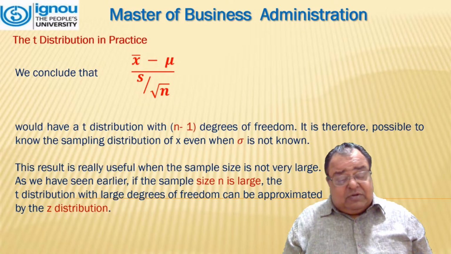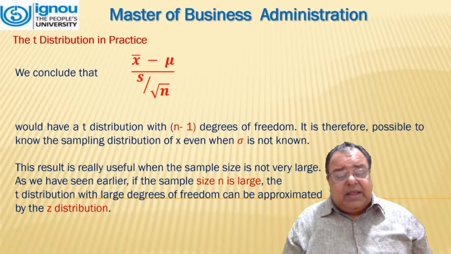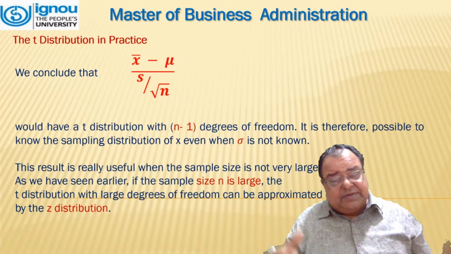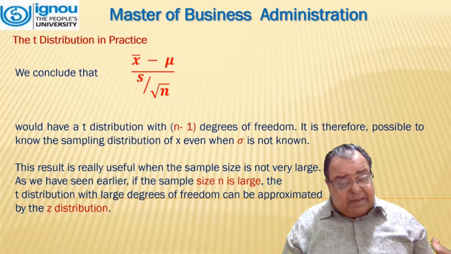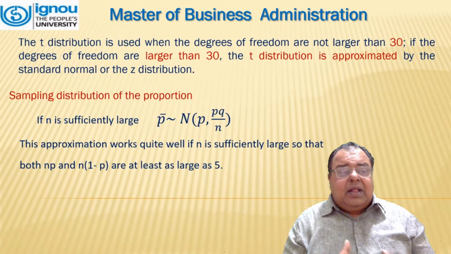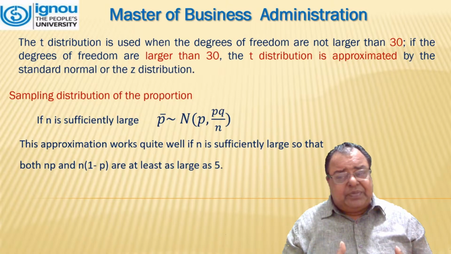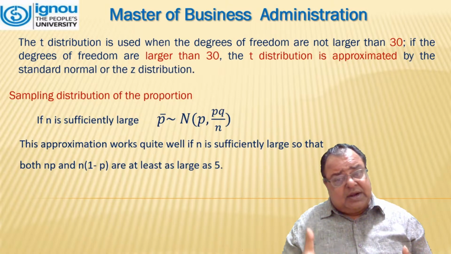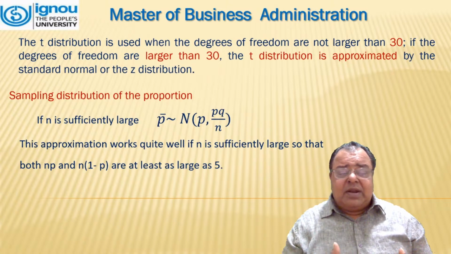This result is very useful when the sample size is not very large, and we have seen earlier that if the sample size n is large, then the t distribution with large degrees of freedom can be approximated by the z distribution. The t distribution is used when the degrees of freedom are not larger than 30. If the degrees of freedom are larger than 30, the t distribution is approximated by the standard normal or z distribution.